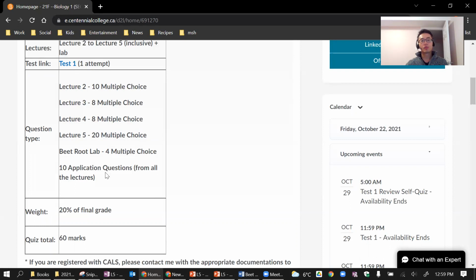I decided to take away the multi-select questions for this test because those are the ones that people were struggling with in the previous quizzes. And the class average is not looking too well so far with the quizzes. So I'm hoping by taking away the multi-select questions, it will boost the grades a little bit. Okay, they will come back later.